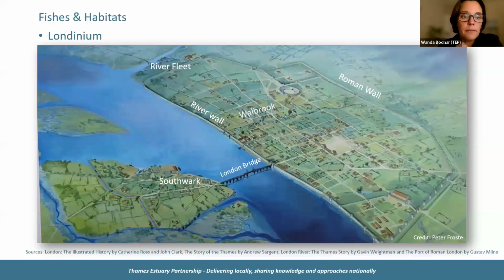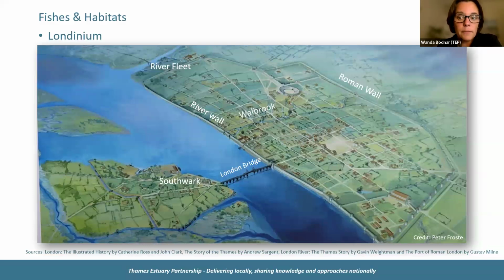Moving on to the arrival of the Romans, it was Julius Caesar who first arrived at this area we now call London in 55 BC. Then in 43, Emperor Claudius came back with Roman troops, and they founded Londinium as a colonial outpost of the Roman Empire. Apart from this narrow area where the Romans could cross the Thames, the location of the Walbrook River was also important as it acted as a freshwater source.